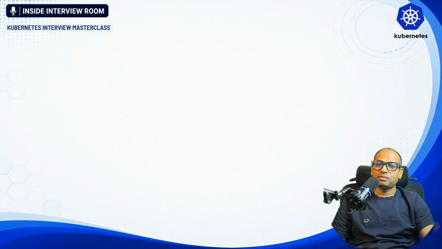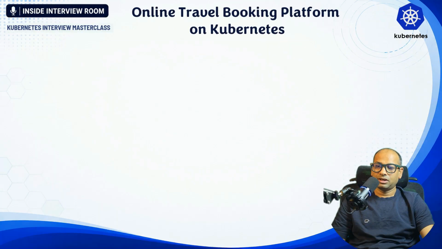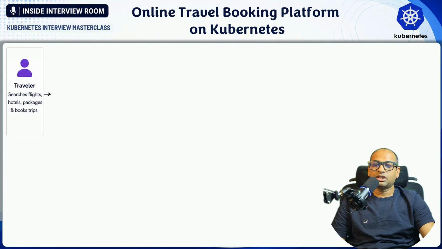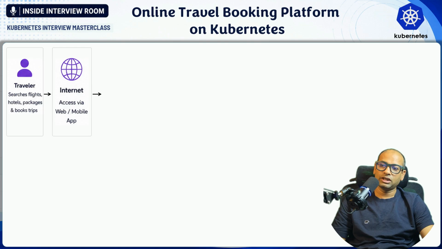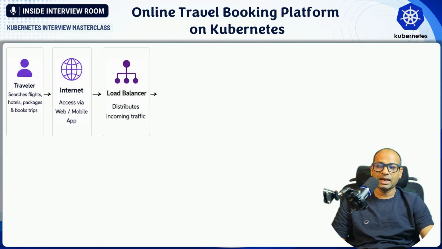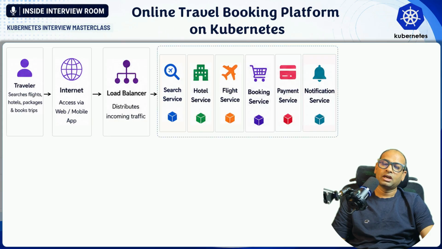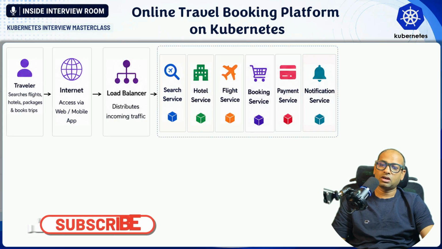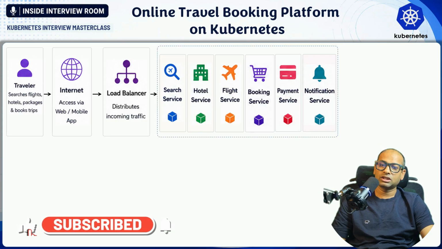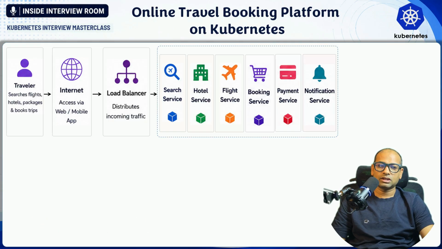Let's understand this with an online booking platform on Kubernetes. A traveler searches flights, hotels, packages, and books the trip. It goes to the internet via web or mobile app. A load balancer distributes incoming traffic. Your services, search service, hotel service, flight service, booking service, payment service, notification service, route the traffic. It goes to the database and external services.